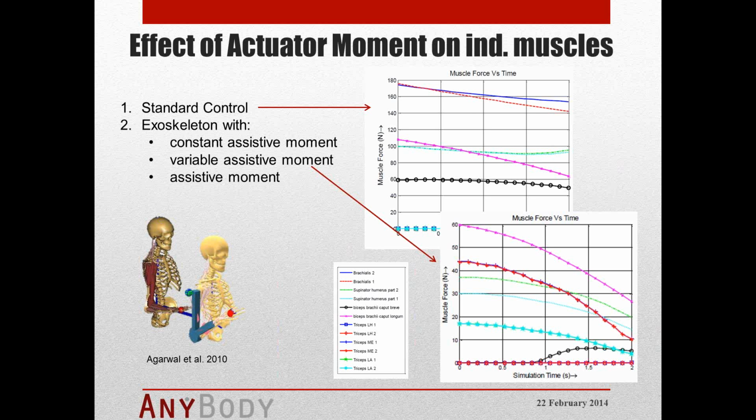This is here the upper graph, and then they looked at the same motion with an exoskeleton, and they had their different moments in there: a constant assistive moment, a variable assistive moment, and another assistive moment inside this exoskeleton. And I'm only showing here the variable assistive moment. And when you look here at the graph, you see again that here we see muscle forces for those individual muscles. They are reduced again to a fraction of their initial values.